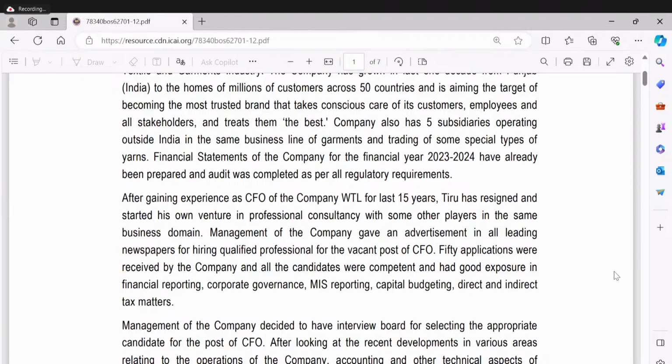The financial statements of the company for the financial year 2023-24 have already been prepared and audit was completed as per all the regulatory requirements. So this is the information which is provided about WTL.